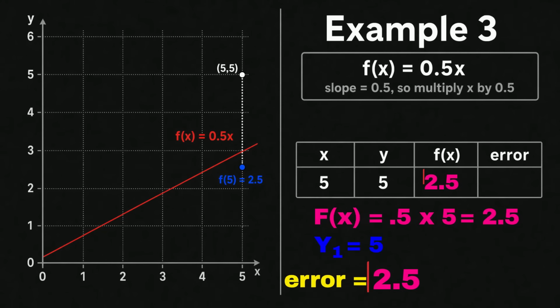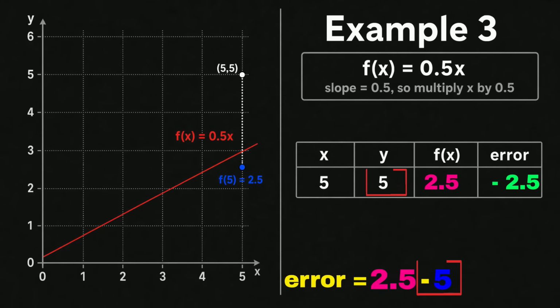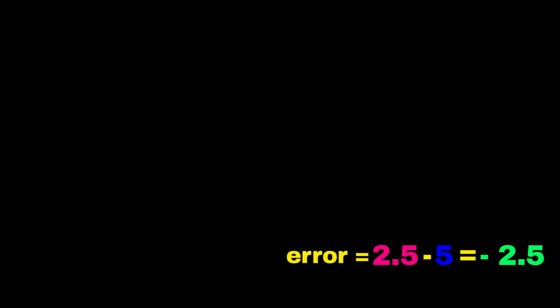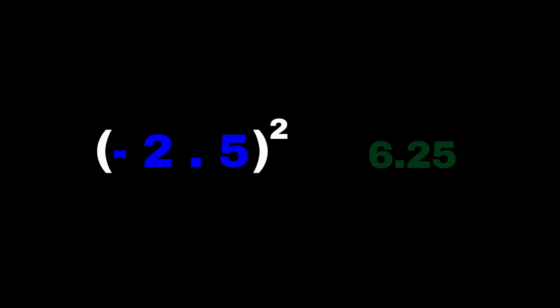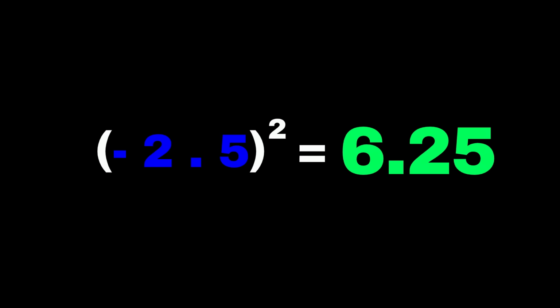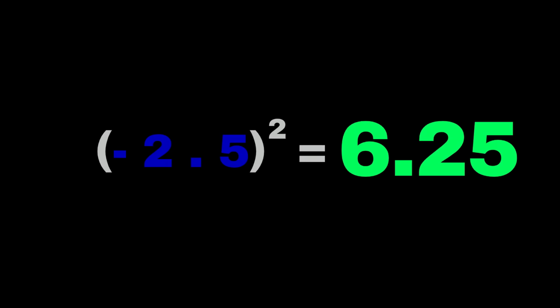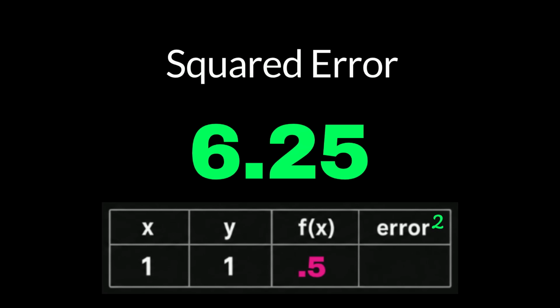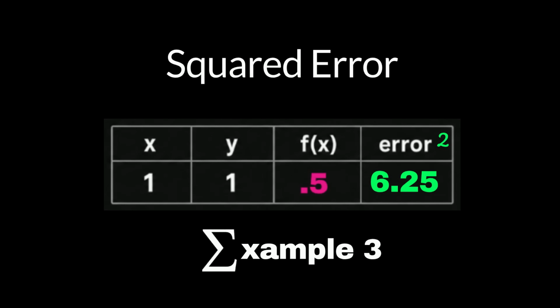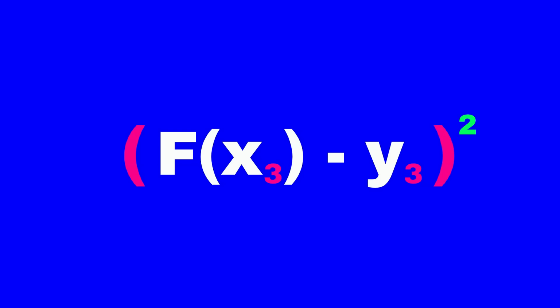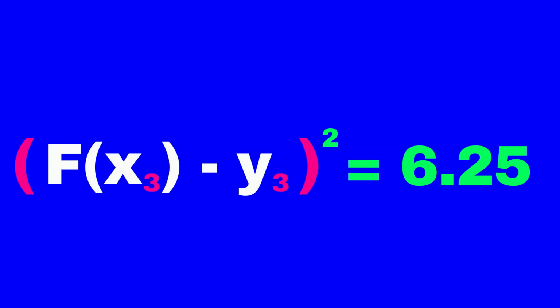And our error is 2.5 minus 5 equals negative 2.5. Now let's square it to give us a nice positive number, which is 6.25. So if we take f of x3 minus y3, squared, our answer is 6.25.